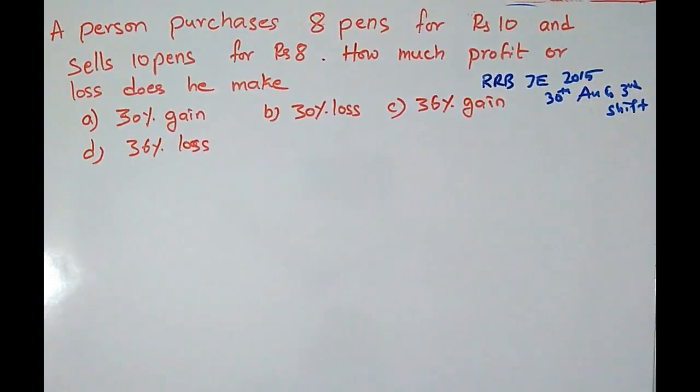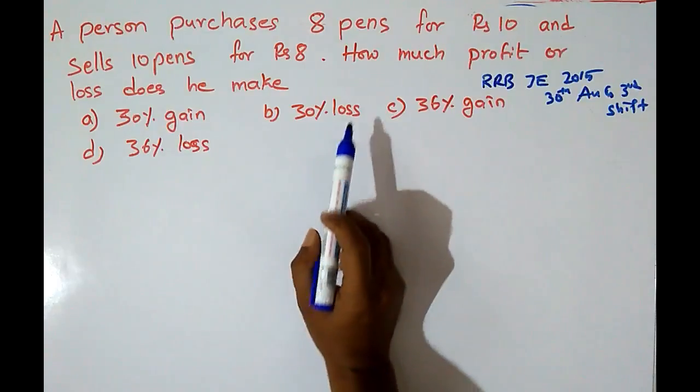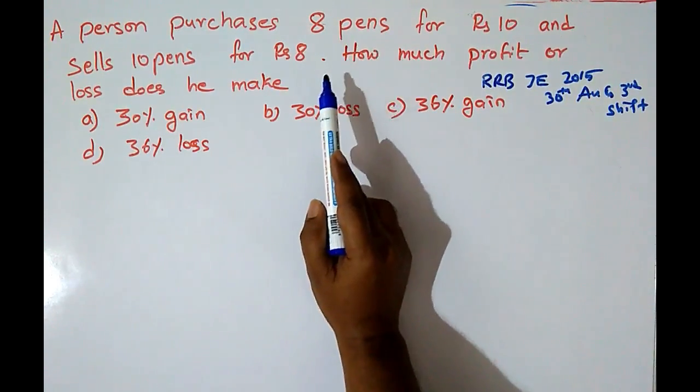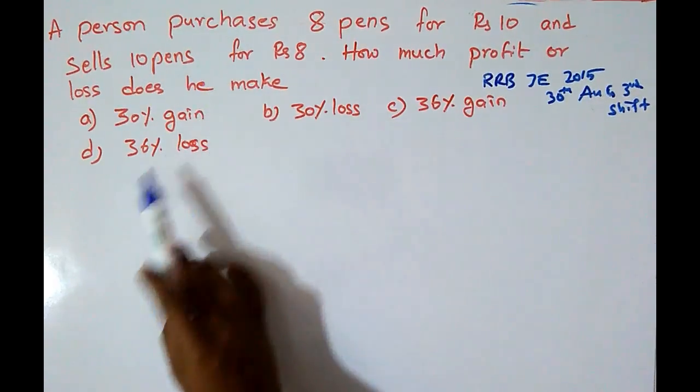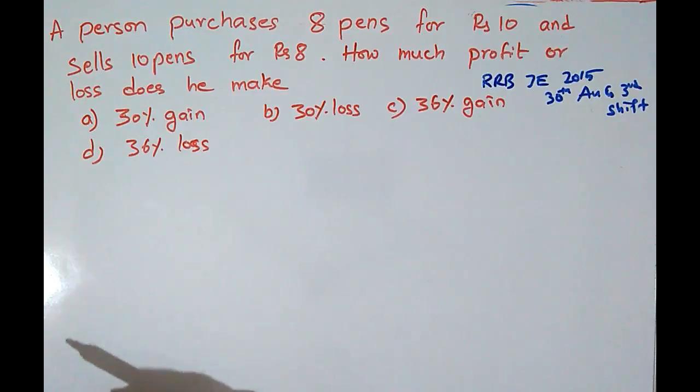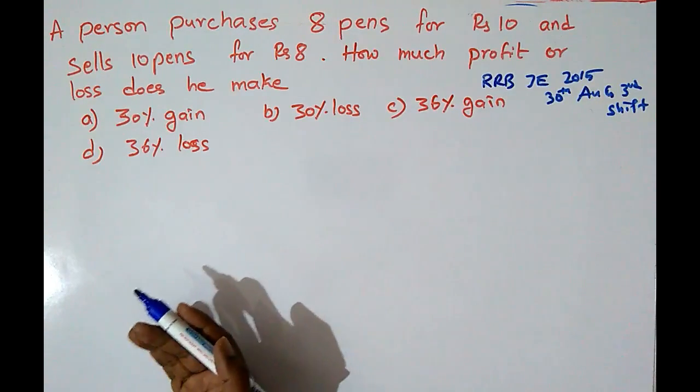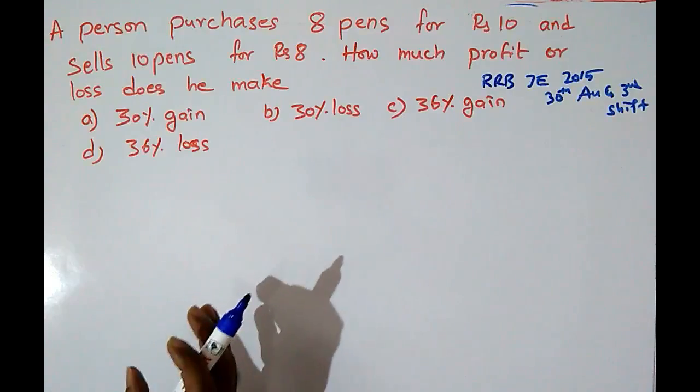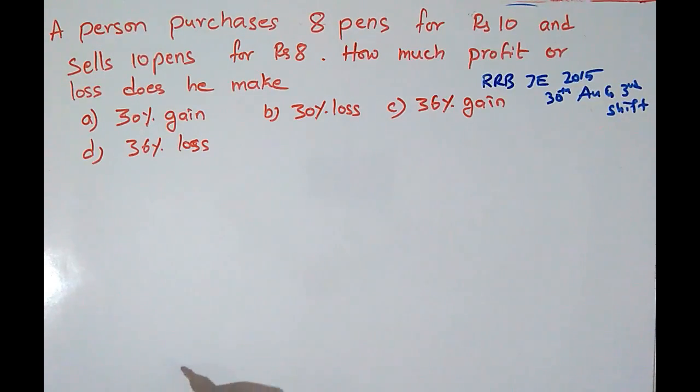A person purchases 8 pens for rupees 10 and sells 10 pens for rupees 8. How much profit or loss does he make? See, friends, from these 8 pens and 10 pens, we can't find the profit and loss. All we have to do is equate the number of products.